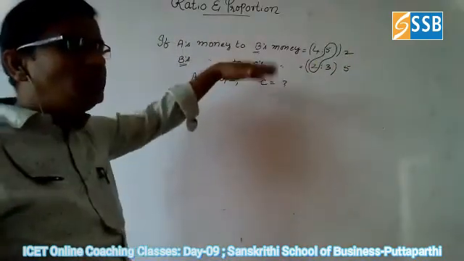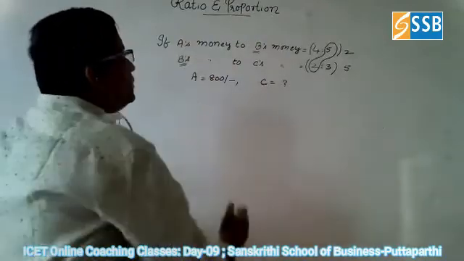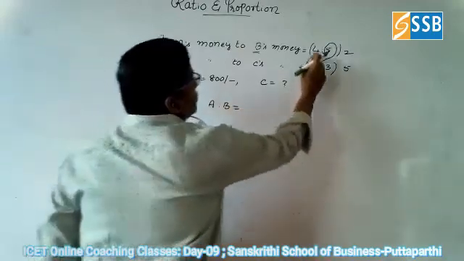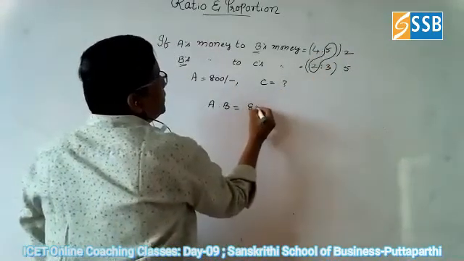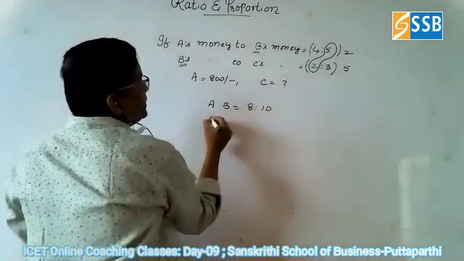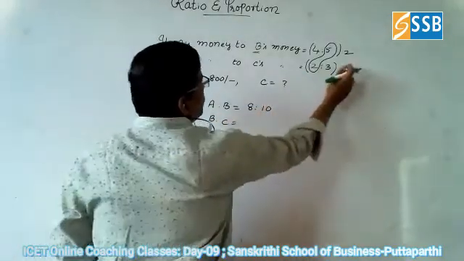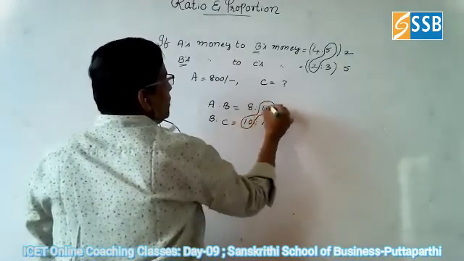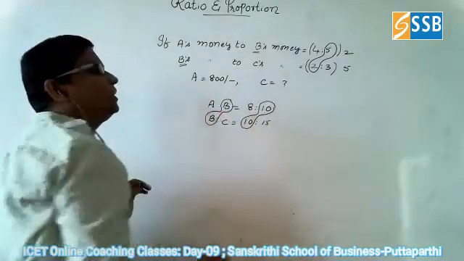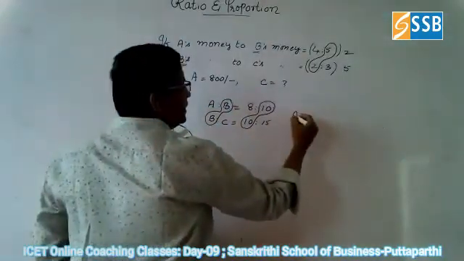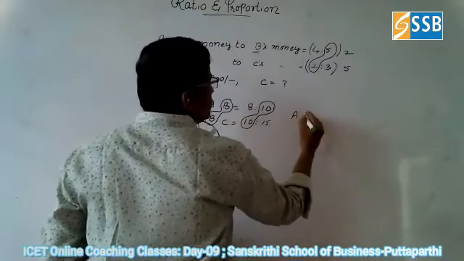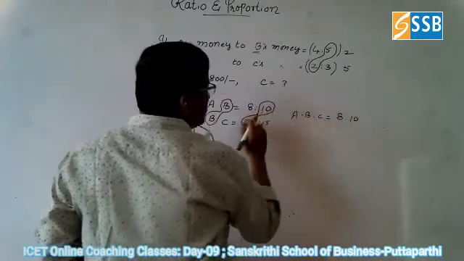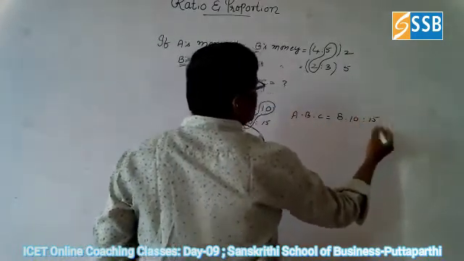Then both the B's ratio should be equal. So what is A to B now? A to B is equal to 2 4s are 8, 5 2s are 10. In the same way, B to C is equal to 2 5s are 10, 3 5s are 15. See, now the B's on both sides are equal. You can go for finding A to B to C, directly write down 8 is to 10 is to 15.